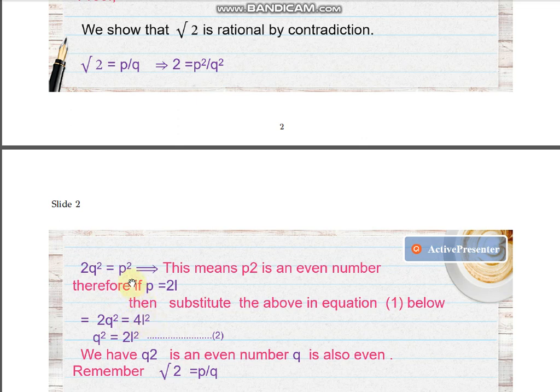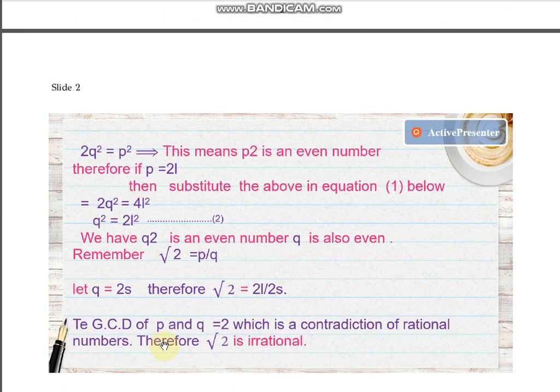Of course, if P is represented by 2L, then when we substitute P here, we shall have 4L squared. So when we move further down and divide, Q squared is equal to 2L squared. That becomes our equation 2. So again, we realize that Q squared is also an even number, and it also simply means that Q alone, not Q squared, is also an even number.